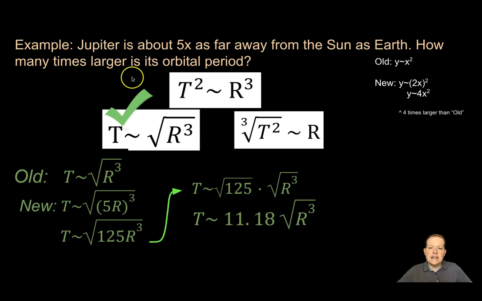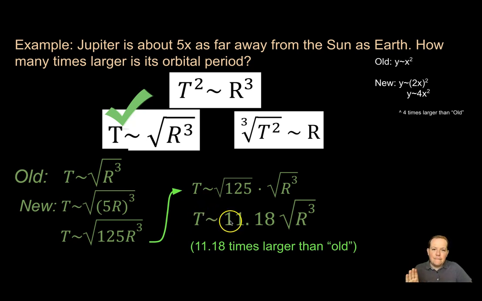So, how many times larger is the orbital period? It's 11.18 because that is being multiplied. It's being multiplied times the original. So the answer to this question is the period is 11.18 times as much. Or you could say 11.18 times as big, 11.18 times larger. Any of those phrases work. But that's how I figure it out.